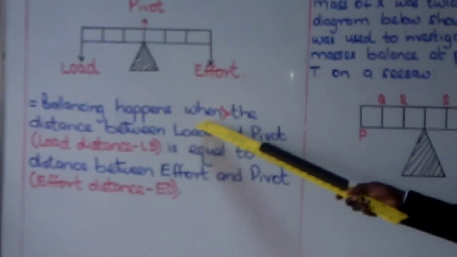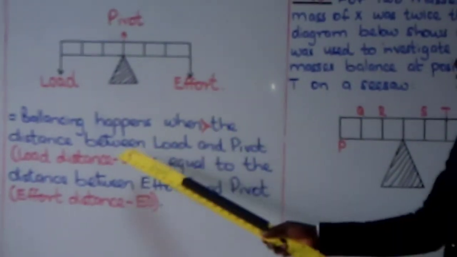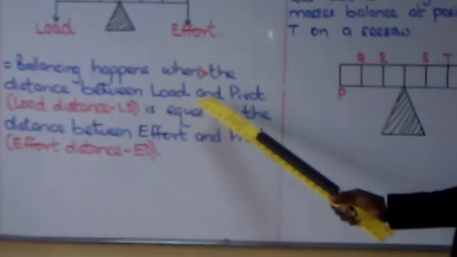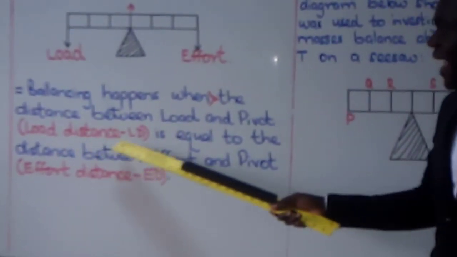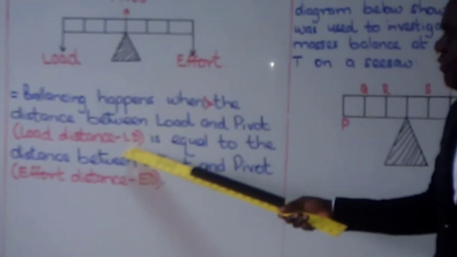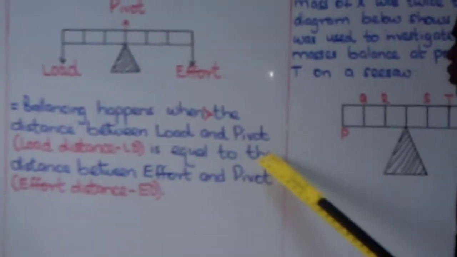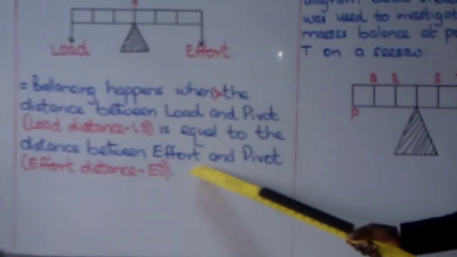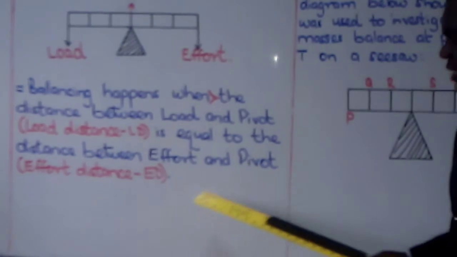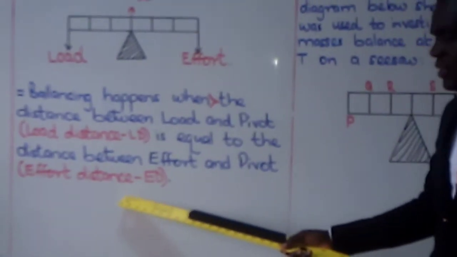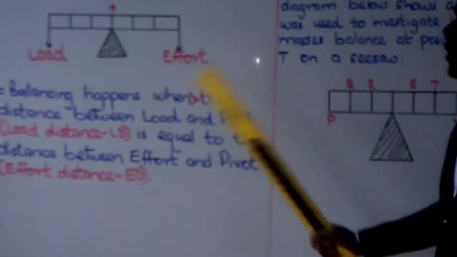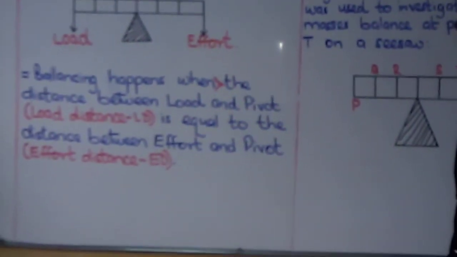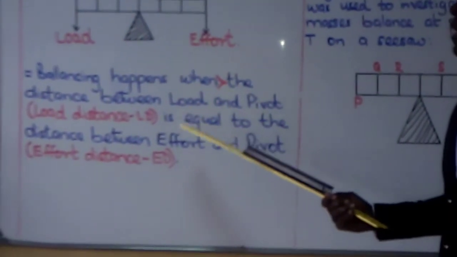Balancing happens when, one, the distance between the load and the pivot, which is called the load distance, LD in abbreviation, is equal to the distance between effort and pivot. That's called effort distance, ED in abbreviation. When they are equal, the masses can balance.